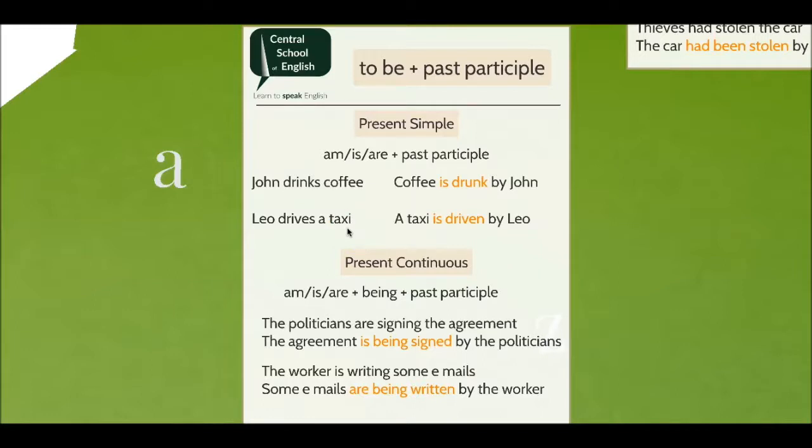When we write present continuous active voice sentences in the passive voice, we use is being for singular and are being for plural plus the past participle of the verb. The present continuous active sentence, the politicians are signing the agreement, becomes the agreement is being signed by the politicians in the passive voice. The present continuous active sentence, the worker is writing some emails, becomes some emails are being written by the worker in the passive voice.